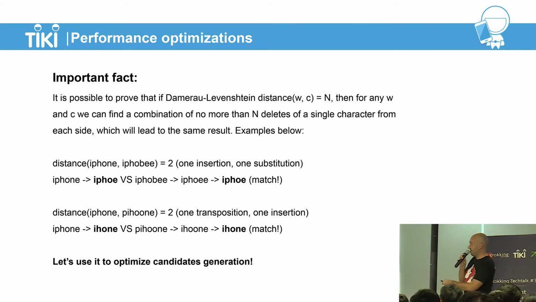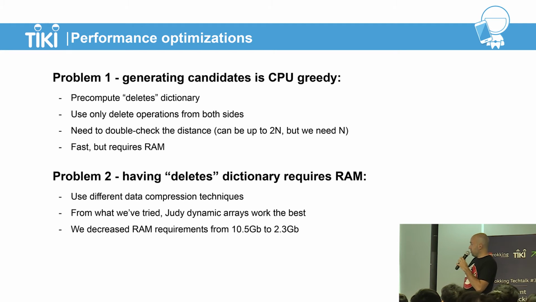So basically, using the idea I explained here, instead of taking every word of the incoming query and trying all possible 4 operations and generating a huge number of candidates, we just delete symbols out of it, and we also delete the symbols out of our original dictionary, and then try to match using the fact that we can always match using no more than 2 n deletes from each side. Okay. So doing that helped us to reach a really good performance. But the problem was that this delete dictionary took a lot of memory.